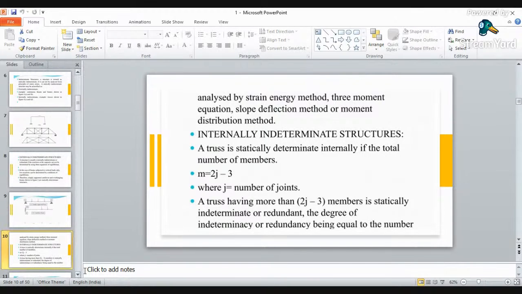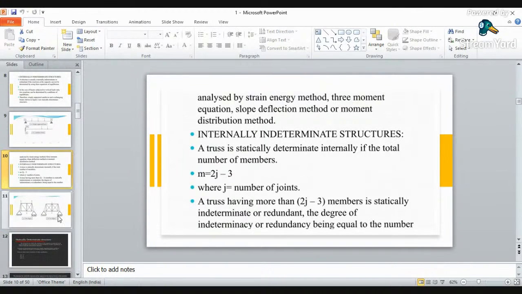So there are many types of methods by means of which we can solve indeterminate structures, which we'll see in later classes, like the strain energy method, moment distribution method, three moment theorem, slope deflection, and column analogy method. After externally determinate structures, there are internally indeterminate structures.